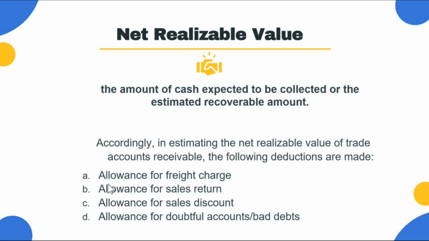So we have 4 deductions that we can apply to our accounts receivable for us to be able to get the net realizable value. First, we have allowance for freight charge. Second, we have allowance for sales return, allowance for sales discount, and then allowance for doubtful accounts or bad debts. So let us discuss first the allowance for freight charge.